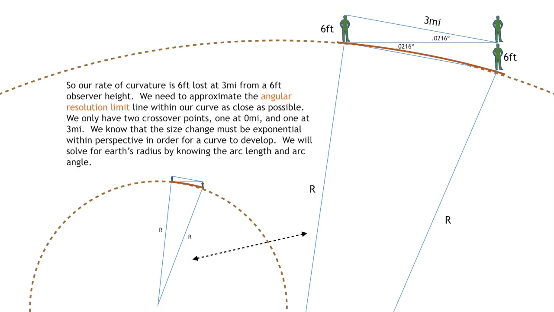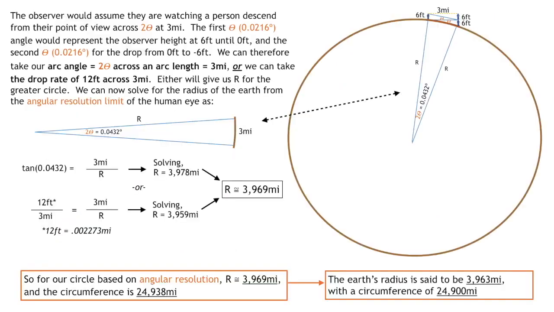You can see here we've just taken our 2 triangles, placed them against a curve for a person walking over at that rate of 6-foot loss over 3 miles, and we have then extrapolated it along a greater circle. So the observer would assume they are watching a person descend from their point of view across 2 theta at 3 miles. The first theta, 0.0216 degrees, would represent the observer height at 6 feet until reaching 0 feet, and the second theta for the drop from 0 feet to -6 feet.